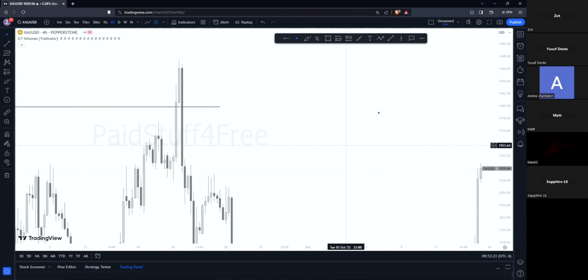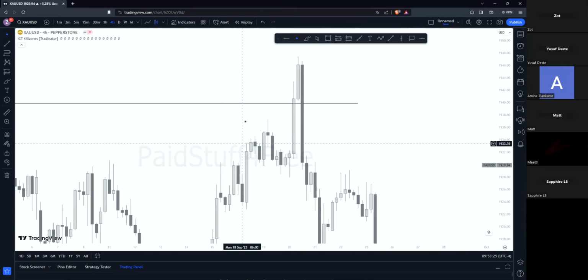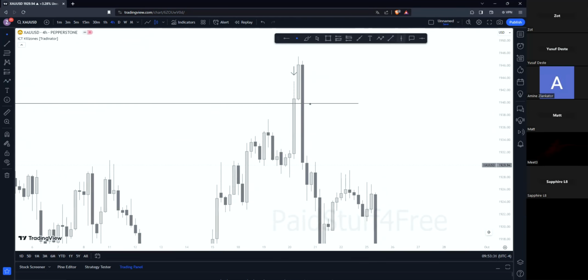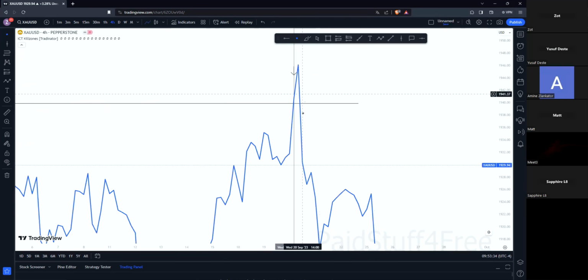So you go to H4. Now, where did the H4 touch it? So it goes up, touched it right here. So you put a vertical line on where it touched, right? And you forget about the price action after. Forget about this. And then you check the last low that has been made before the vertical line. See that? Look at that.